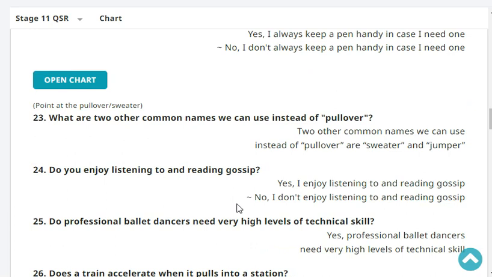What are two other common names we can use instead of pullover? Two other common names we can use instead of pullover are sweater and jumper. Very good.